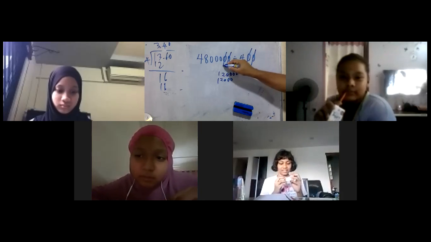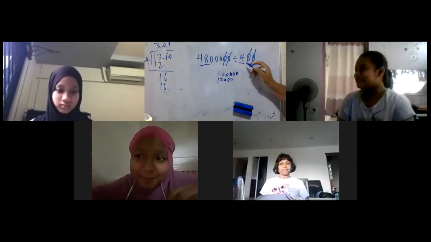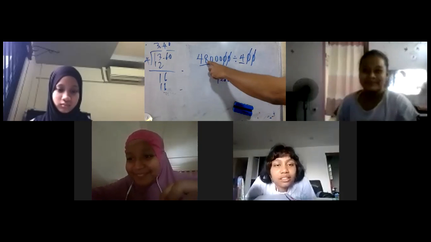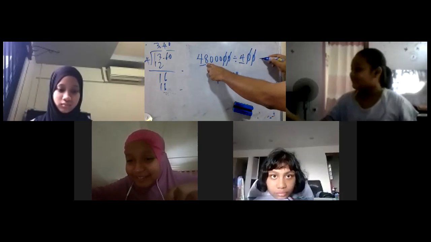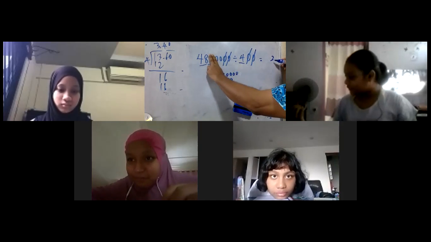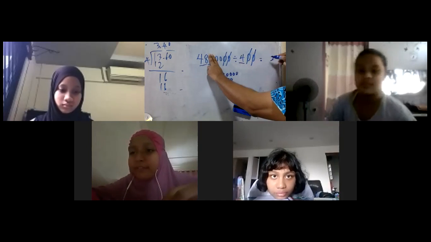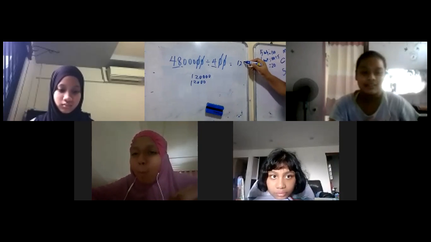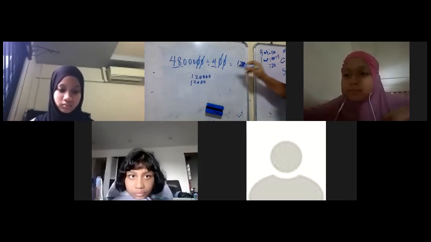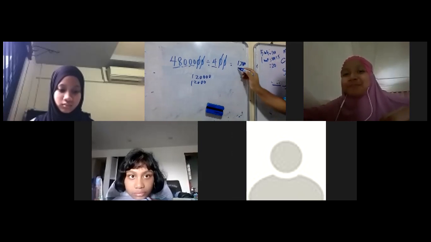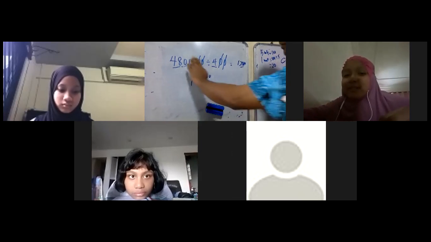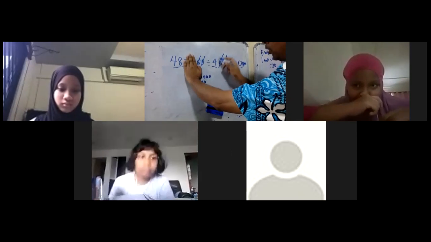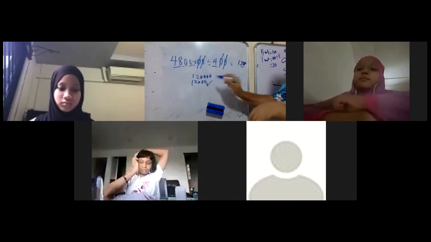Cancel 1, cancel 2. 48 divided by 4. Now, if you do not know how to do this, divide 8 by 4. What do you get? 2. Right, we cover this. Then 4 divided by 4 is 1. Then you add three zeros, 1, 2, 3. So again, we cover the three zeros. 48 divided by 4 is 12,000.